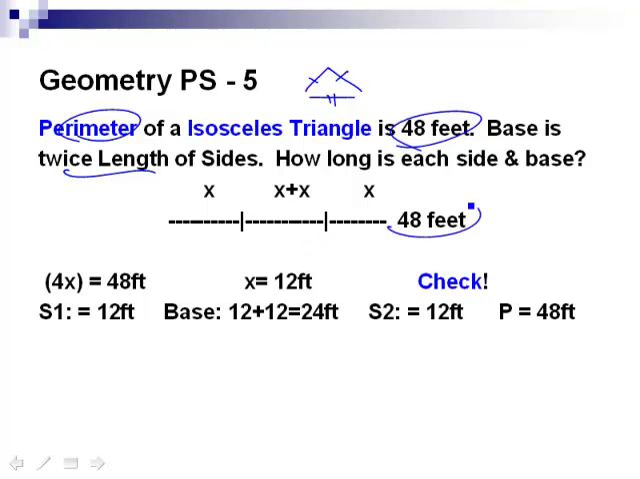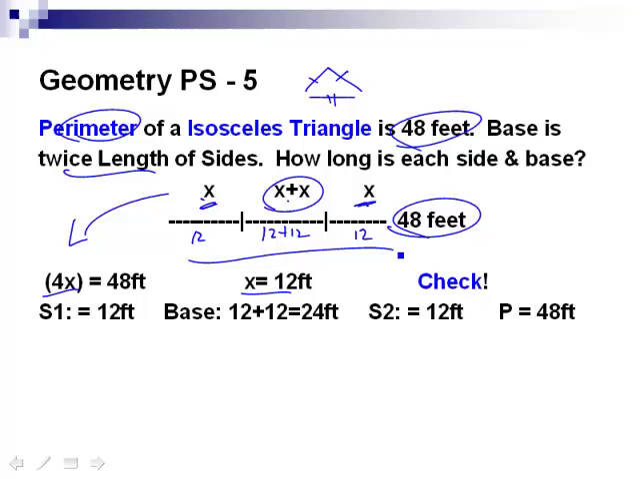Now, we know the perimeter is 48, so we got that up, and there's 3 parts to it. Now, the base is twice either of the sides, and those are the sides. So we just combine all those. We have 4x equals 48, so x equals 12. So that means I have 12 here, 12 plus 12 here, and 12 here. So guess what? It checks, and we get 48. Side 1 is 12, the base is 24, and side 2 is 12.